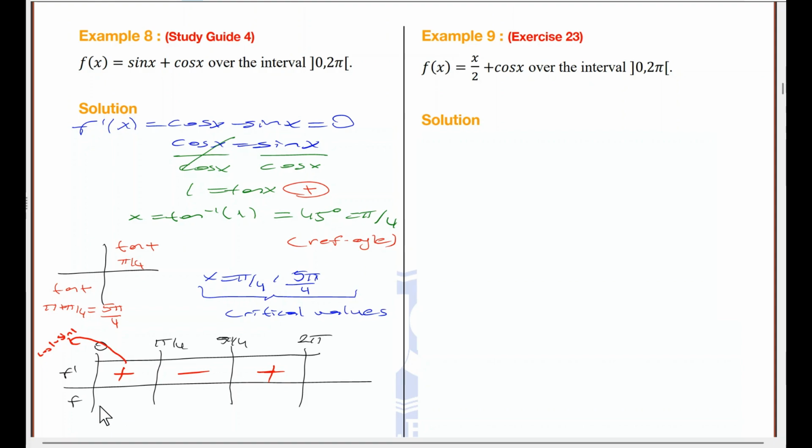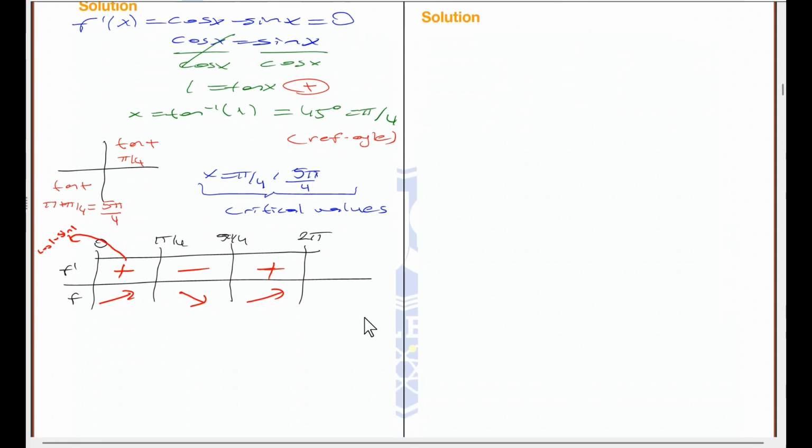Okay, plus means the function is increasing, minus means decreasing, plus increasing. So now I will write the intervals easily. Increasing interval from 0 to pi over 4 union 5 pi over 4 to 2 pi. What about the decreasing interval? There's only one, pi over 4 to 5 pi over 4.